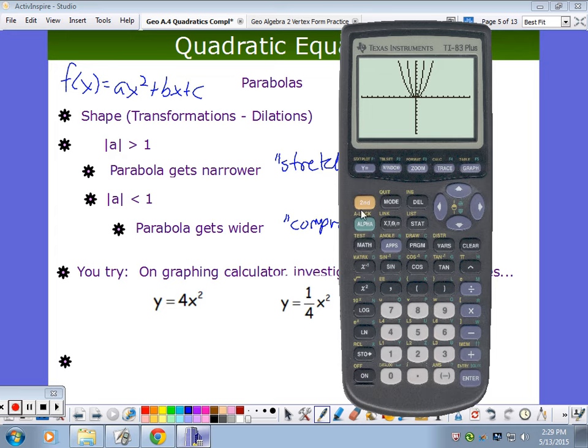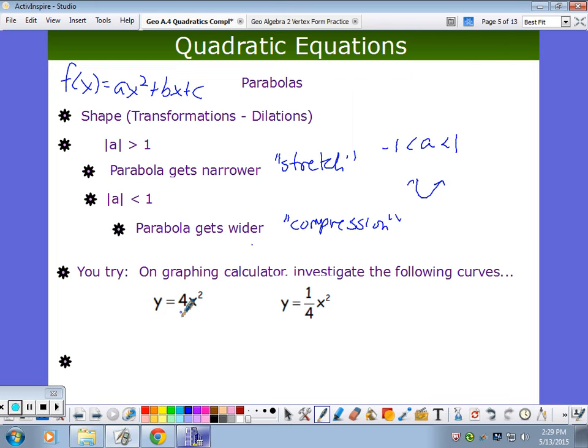Now I'm going to put in the 1/4 just to see what that looks like. When you're typing in a fraction, don't turn it into a decimal. Just put it in parentheses and type it in like that. Let the calculator take care of any of that conversion. So we've got x squared, then we've got 4x squared. The last one you see graphing will be that 1/4 x squared. Here it comes. We have that wider look. So in the middle, parent function, here's my stretch, here's my compression. So the number in front means something.